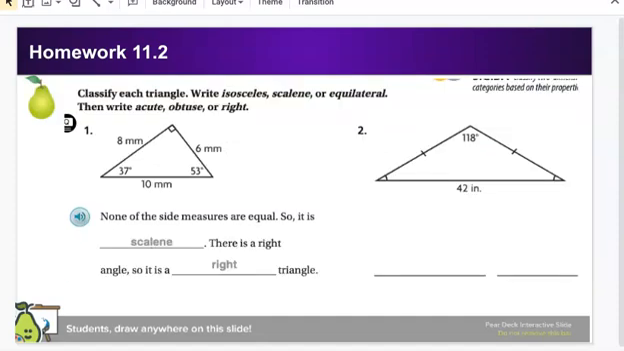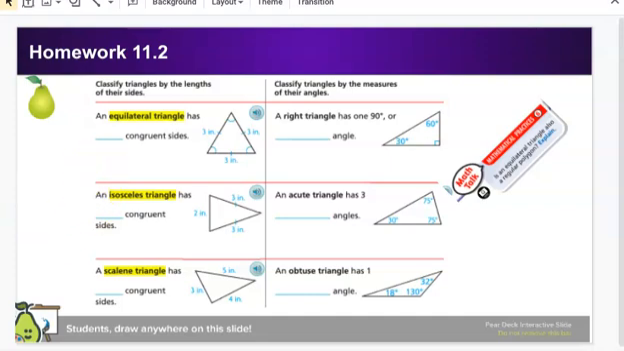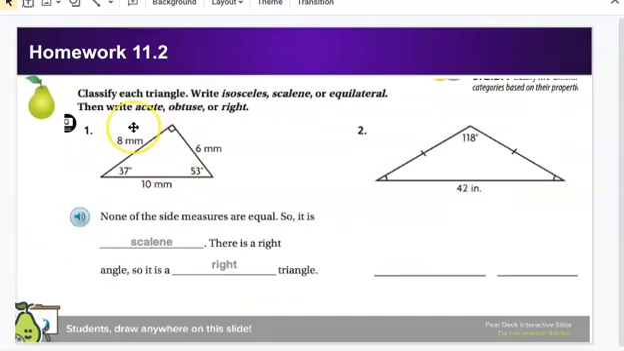So we're going to classify them as isosceles, scalene, or equilateral, then write acute, obtuse, or right. So take a look, and you can go back and forth between these 2 informational sheets. So hopefully you filled this in when you did your Pear Deck. All right, so pause the video, go ahead and fill it in, and let's see how you do.